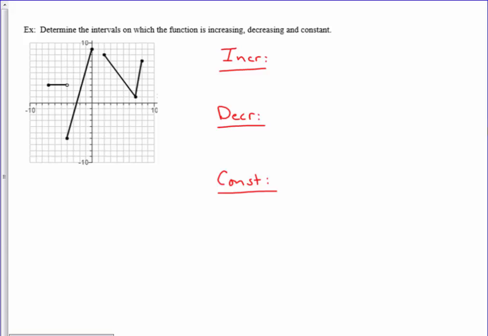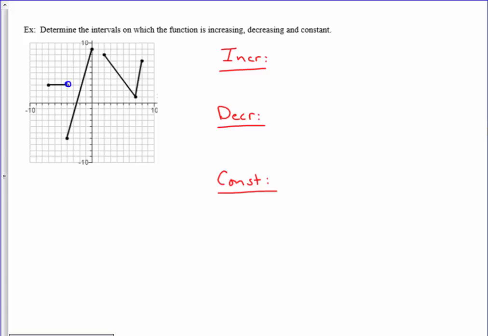Determine the intervals on which the function is increasing, decreasing, and constant. Remember, when you're dealing with increasing, decreasing, and constant, it makes no difference if the actual points are included or not. So for example, we see that on the first piece of this graph on the left-hand side, we have an actual point that is not included.